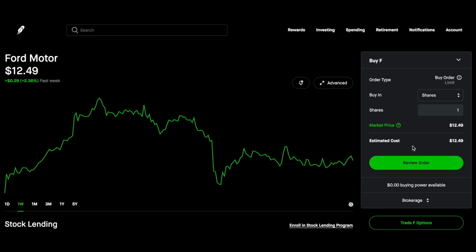Now the drawback of this style of stock buying is that if the share price suddenly jumps 10 cents just a half a second before I click review order and submit, I'm going to be stuck buying a share at $12.59 instead of $12.49 like I intended to.